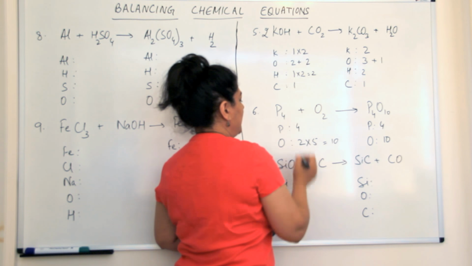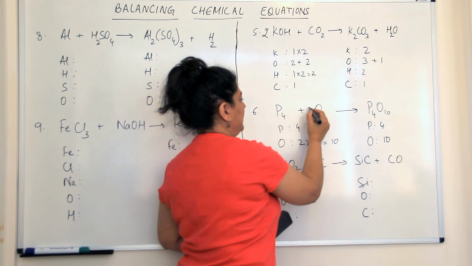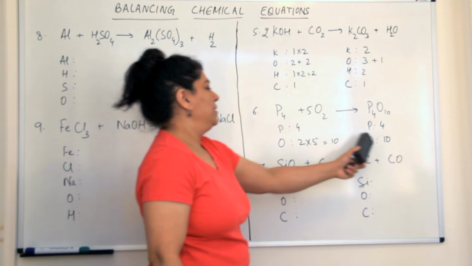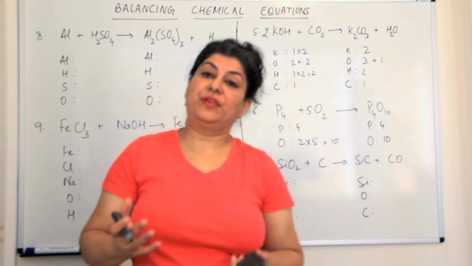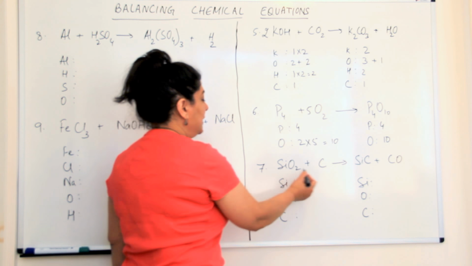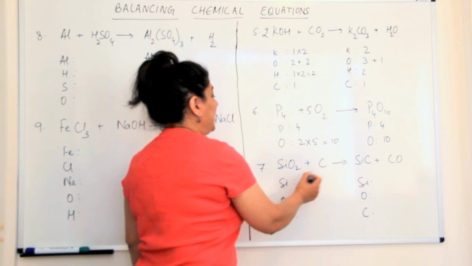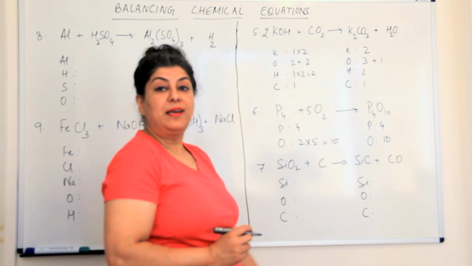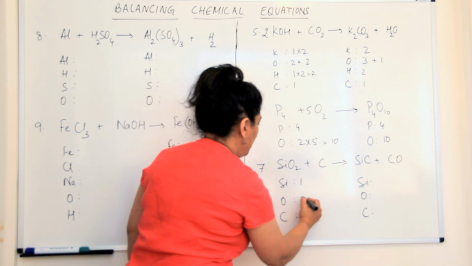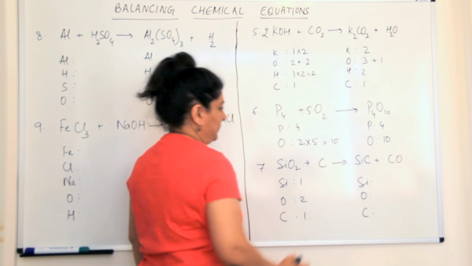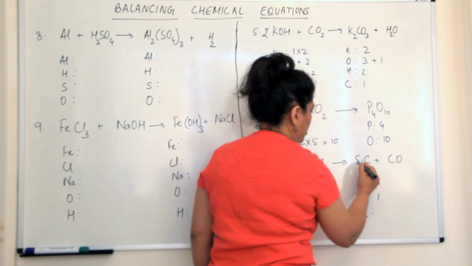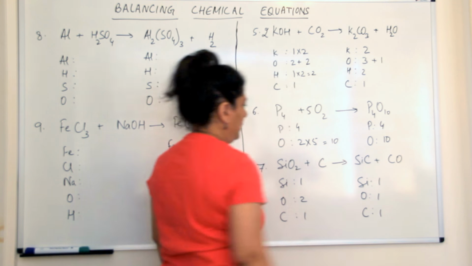So what should I do? Where is the oxygen? If I multiply this by 5, I now get 5 2s are 10. Therefore, the oxygens are balanced and phosphorus was already balanced and hence the equation is now balanced. Silicon dioxide now combines with carbon to give silicon carbide and carbon monoxide. Silicon, 1. How many oxygens are here? 2. How many carbons? 1. Similarly here you have 1 silicon. How many oxygens? 1 oxygen. And how many carbons? 1 carbon.